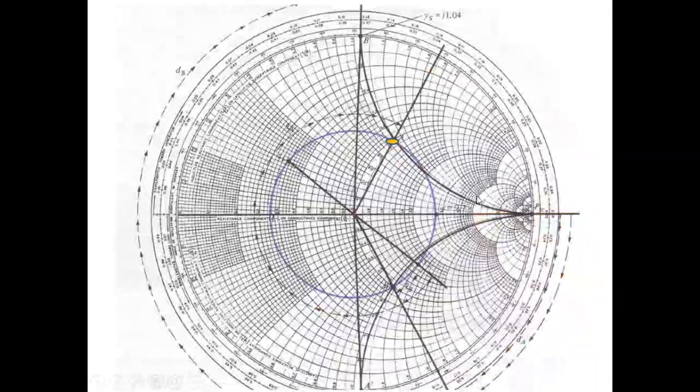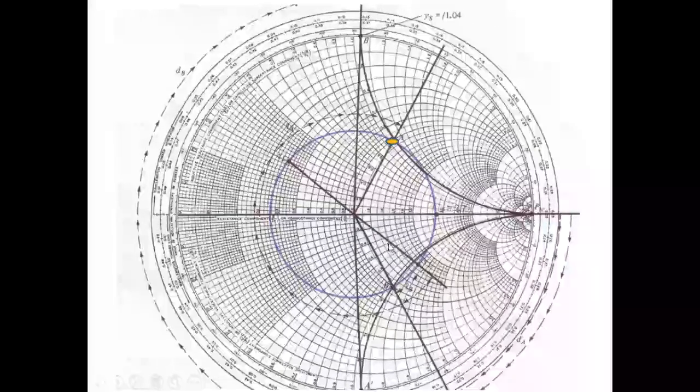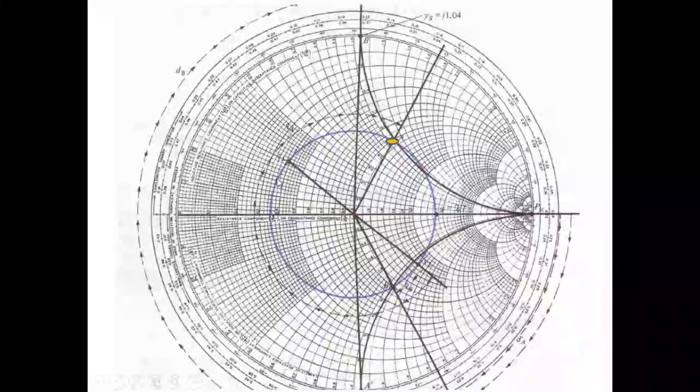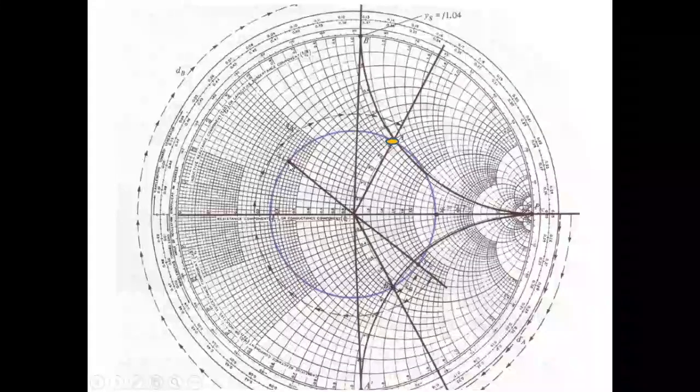Check, this is 0.4. This is not the point. I will show you. It is 0.4 plus 0.3. So this is 0.4 plus 0.3. This is the point. This point is ZL. It is 0.4 plus j0.3. This is the load point.